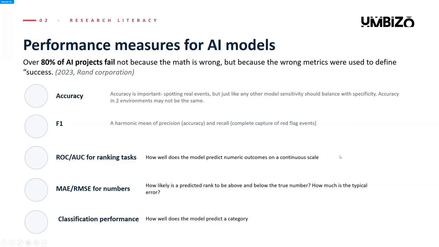You'll also see different measures for different types of job. So if it's a ranking job, you might see ROC AUC. If it's predicting how much of something or predicting a number, you might see MAE or RMSE. And then if you're asking it to put something into a category, you might see something about classification performance. All of these can potentially be important, but I would say that F1 is particularly important.